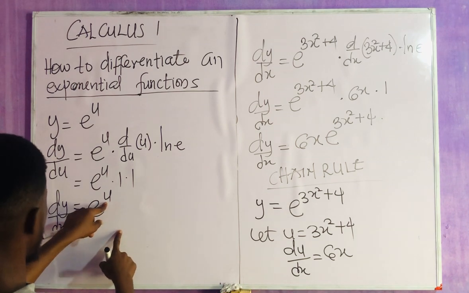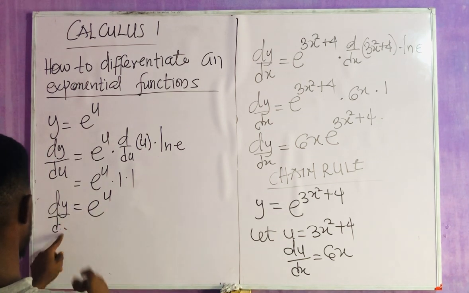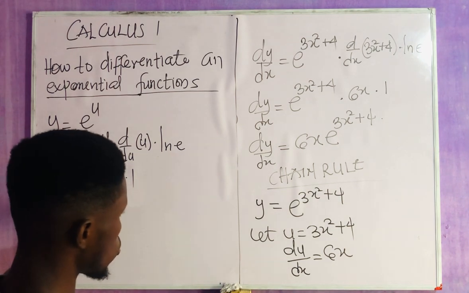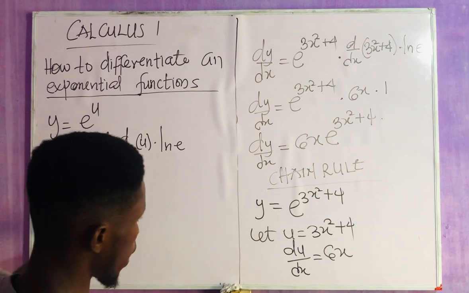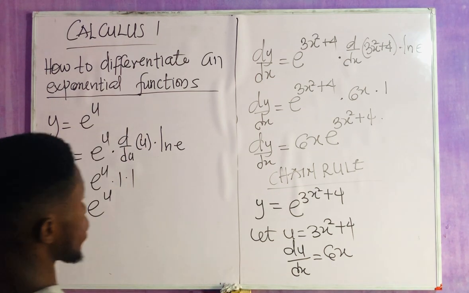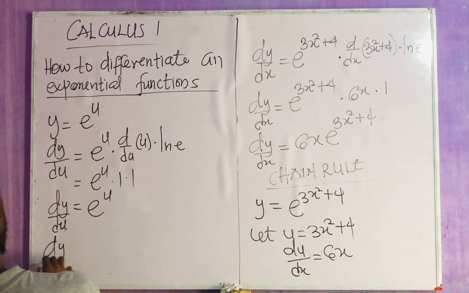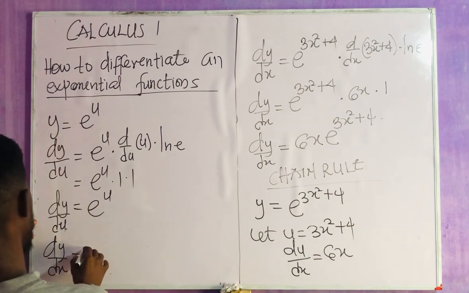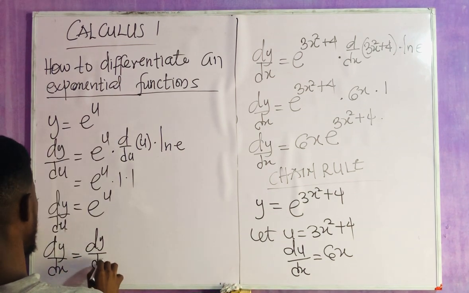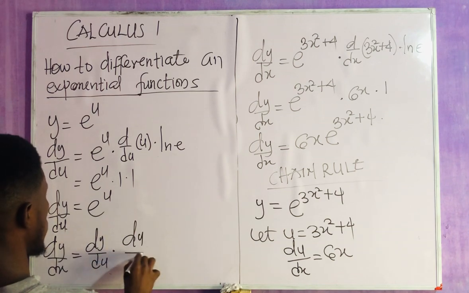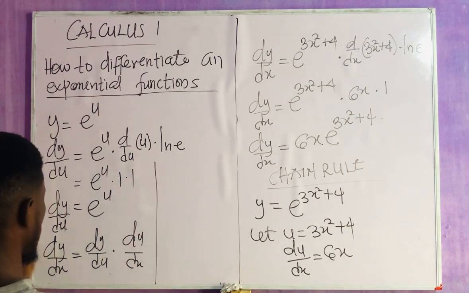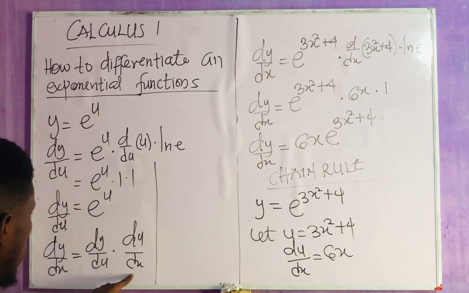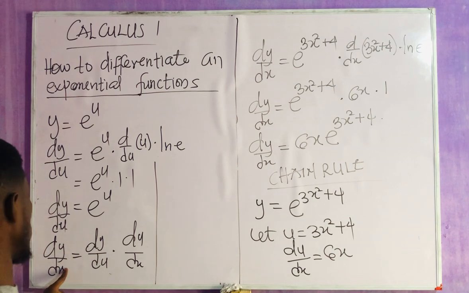Now after getting this, you substitute the value of what? u into this. But before you do that, let's look at something here. The question asks us to find dy dx. And now we have this and that. So let's multiply them: dy du multiplied by du dx. So you can see that this du and this du cancel. When it cancels, it will leave dy over dx, which is the same as that. That's how the chain rule works.